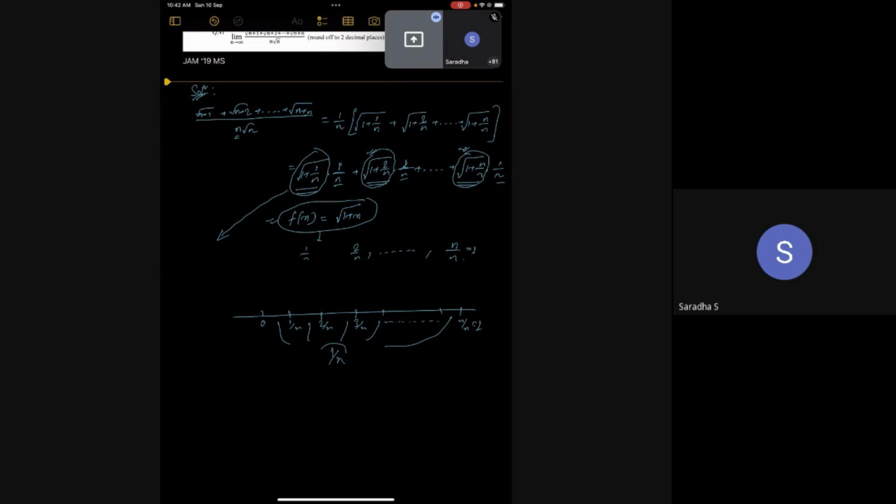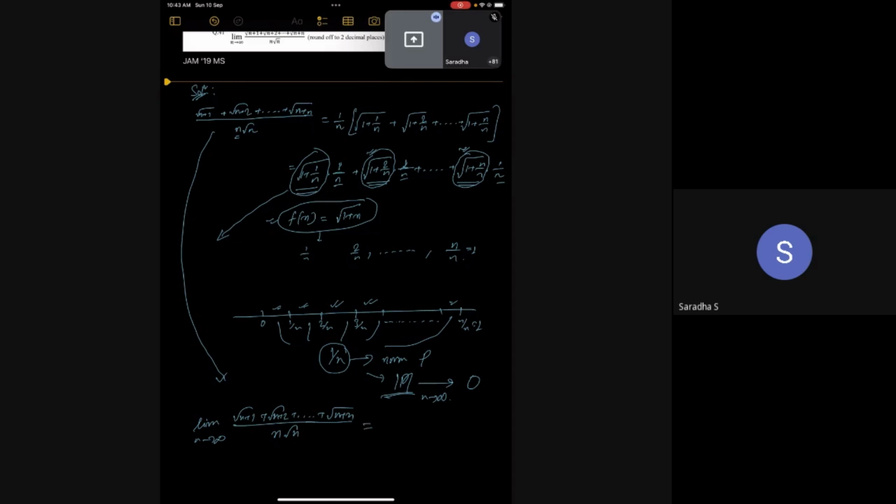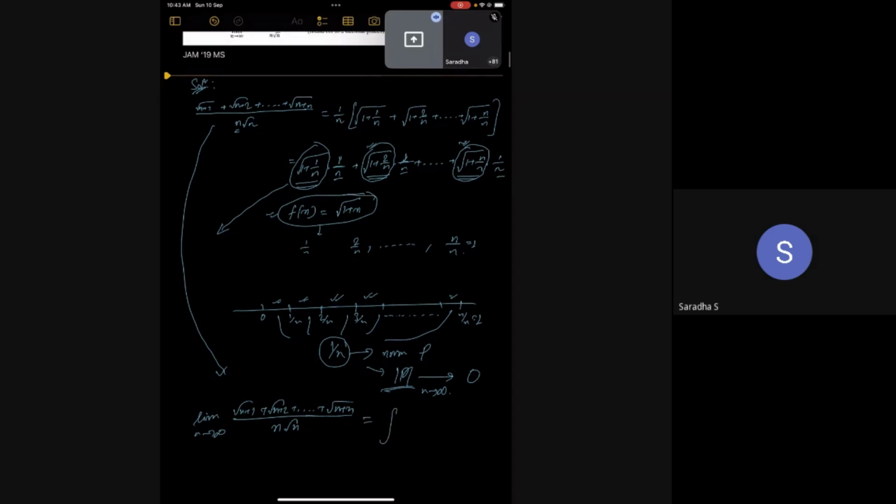Now, 1 by n is the norm of this partition, because it's a uniform partition where the length of each subinterval is 1 by n. So 1 by n is nothing but the norm of P, and this norm of P goes to 0 as n goes to infinity. So if you want to take the limit of this sum, n plus 1, n plus 2, up to n plus n, over n root n, this is nothing but the integral of a certain function. What was the function that we chose? It's the square root of 1 plus x dx.